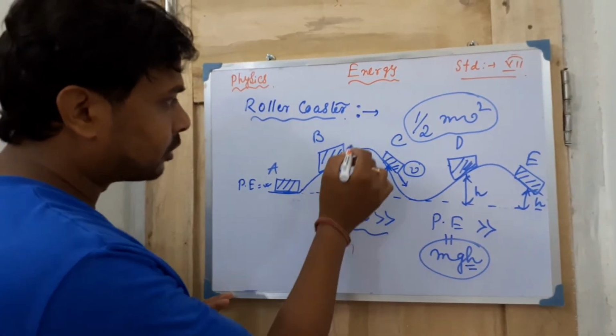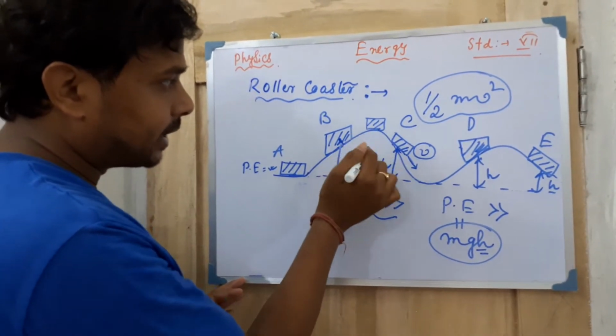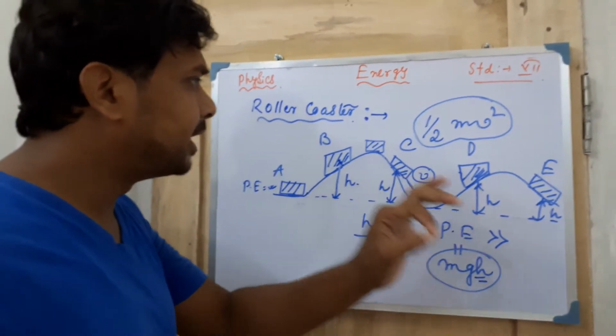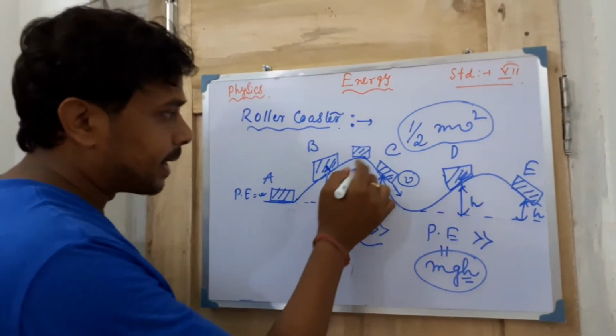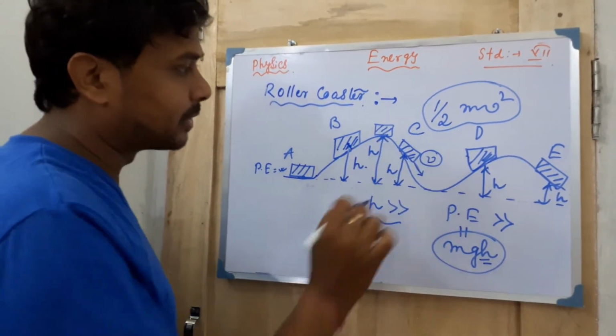If you talk about this position here in the top portion, then definitely at the top portion kinetic energy will not be there. If there is any, it will be a minimum amount, but the potential energy due to the height will be very high here.